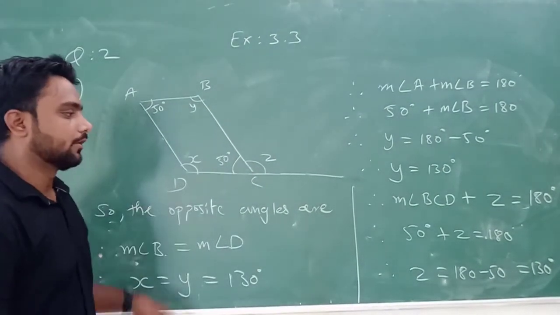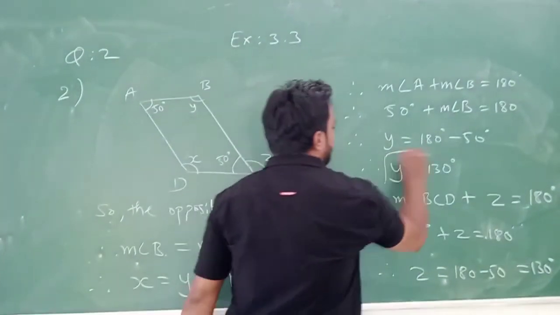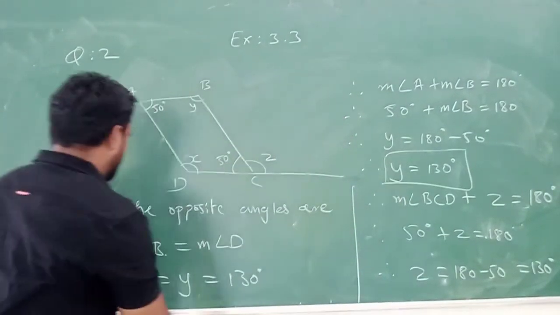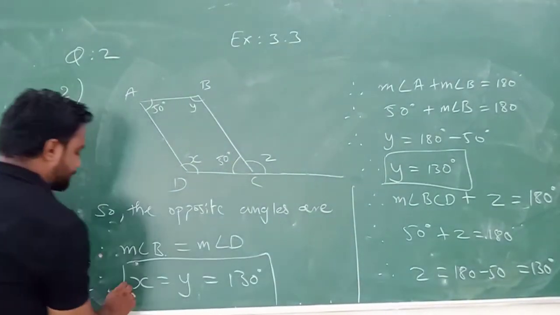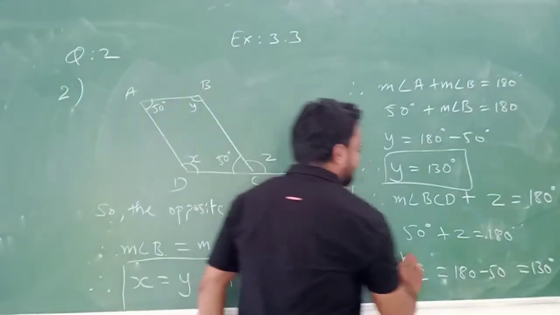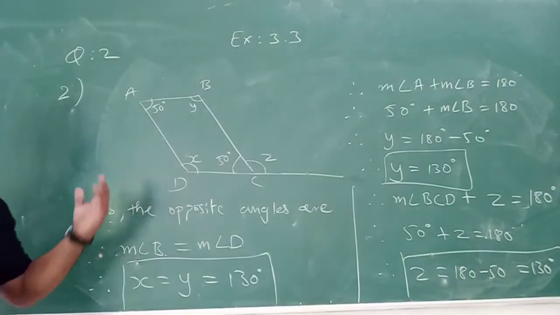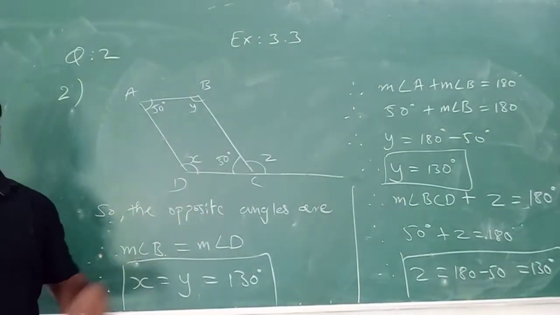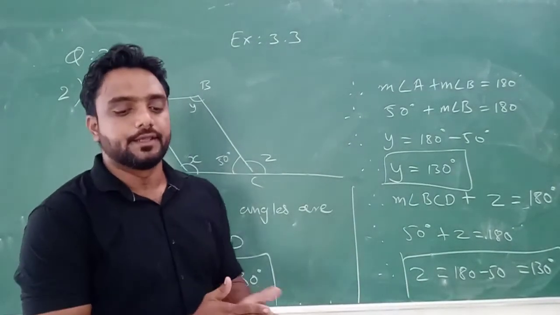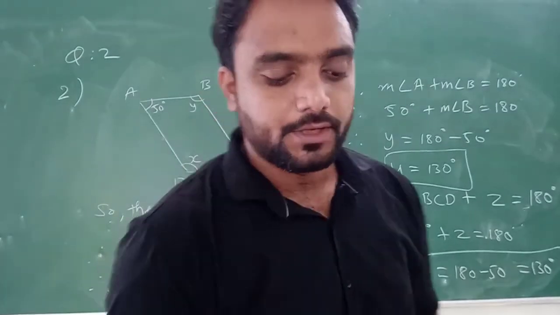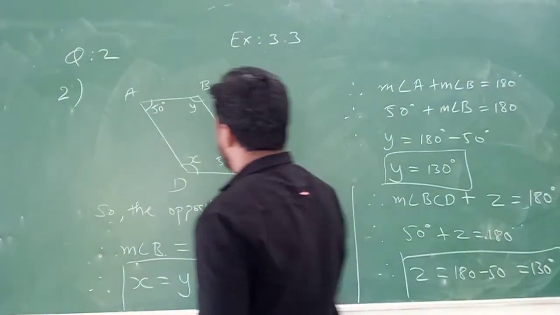Okay. So here we are obtaining the value of y 130, the value of x also equals to 130, and the value of z is also equals to 130. So all the three angles are equal. It is x 130, y 130, and z is also 130. Understand or not? Okay. Now proceeding to the third figure.